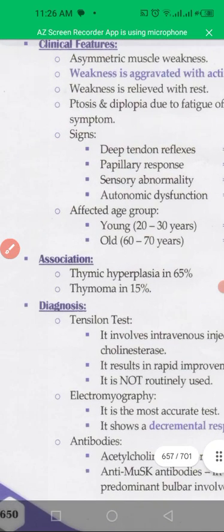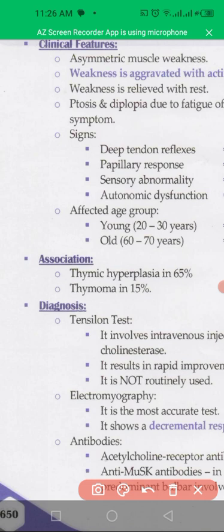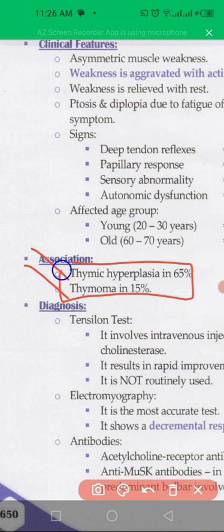It is associated with thymic hyperplasia and thymoma, meaning it is associated with the thymus, and Lambert-Eaton syndrome is associated with lung cancer.